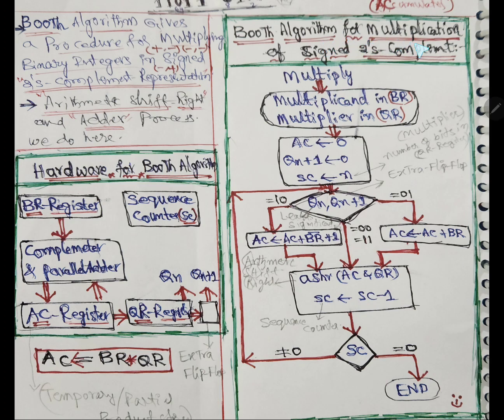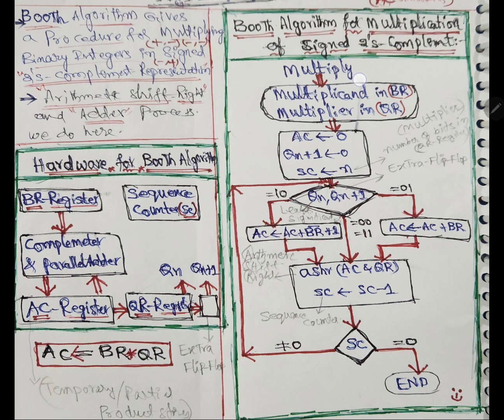Booth algorithm for multiplication of signed two's complement. Signed two's complement is a key point in multiplication and the Booth multiplication algorithm. Signed values will be taken here. Very simple. Now see here, first we need to multiply.